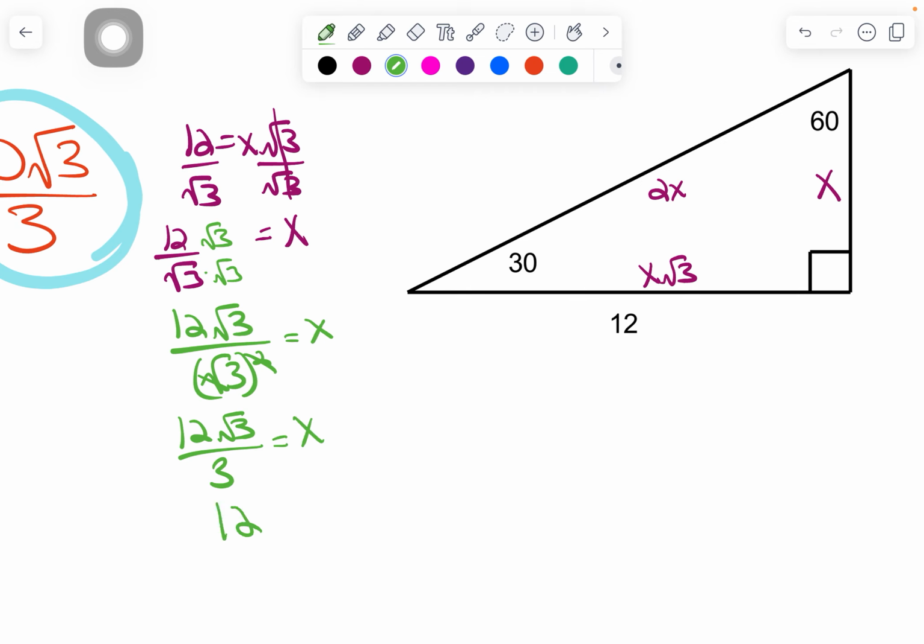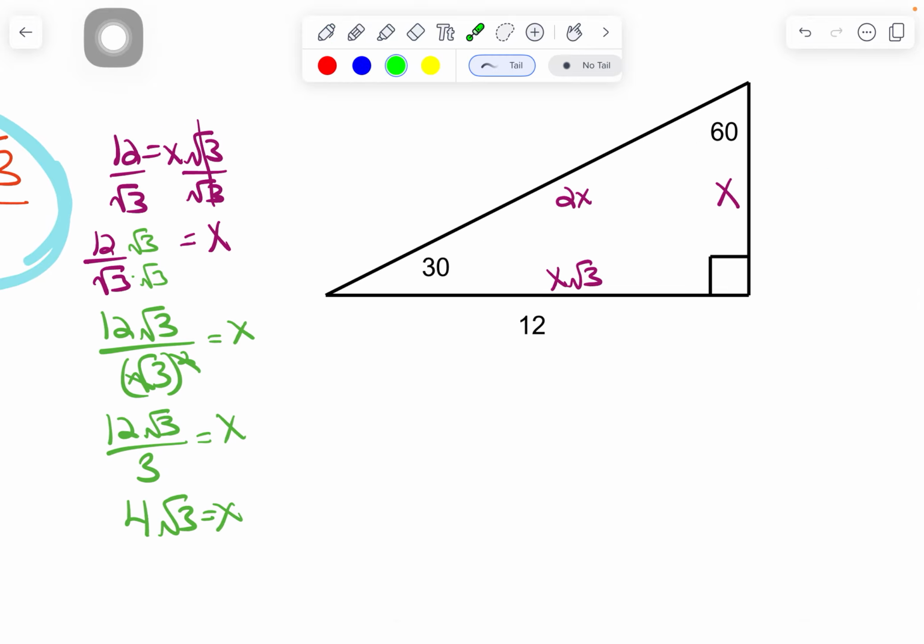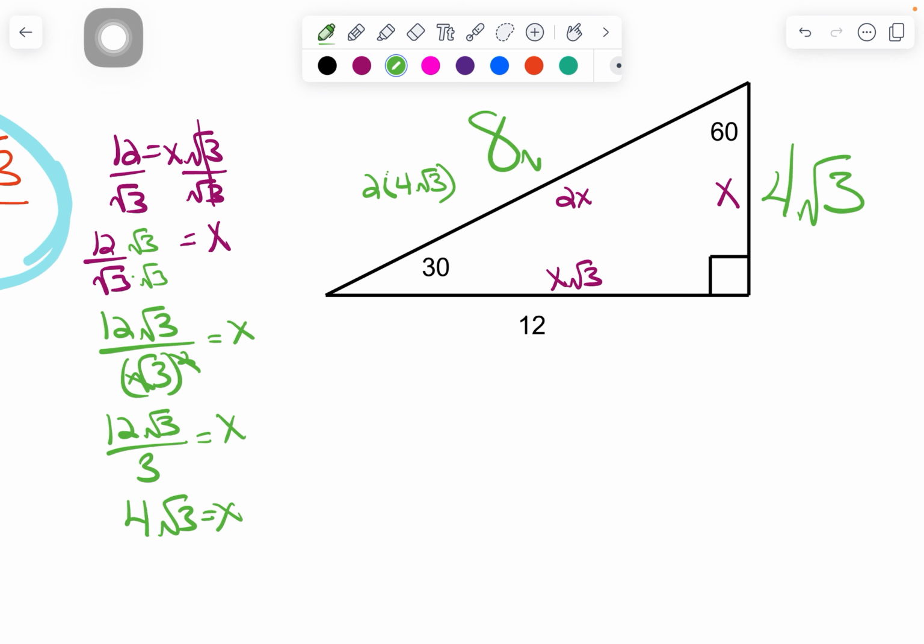So 12 over 3 can be reduced to 4 root 3. There we go. All right, so now I know what x is, that's this edge of the triangle, right? This length over here is going to be 4 root 3. And then I want to take that x value and multiply it times 2. So 2 times 4 root 3 is going to turn into 8 root 3. There we go. Now I got all the pieces. So there's 8 root 3 and 4 root 3.